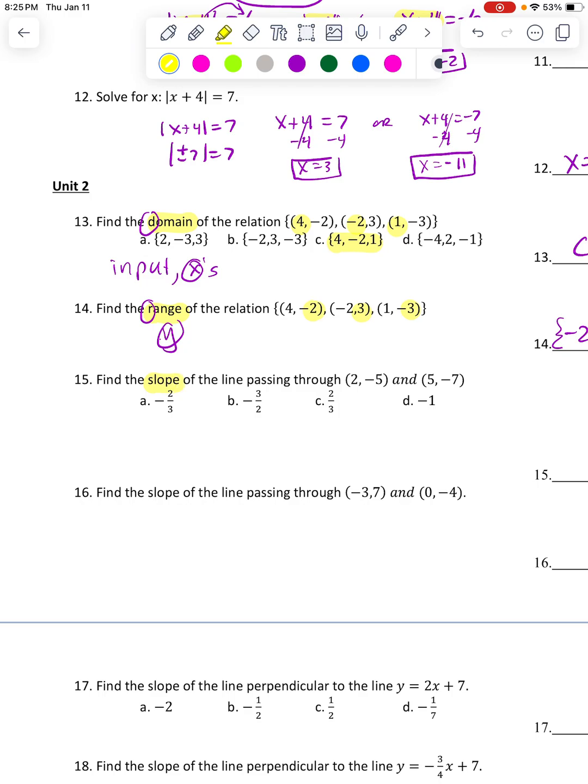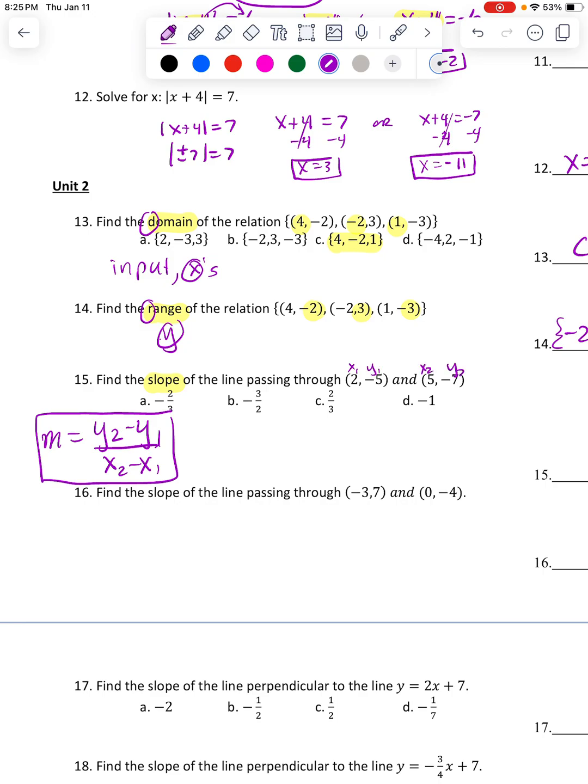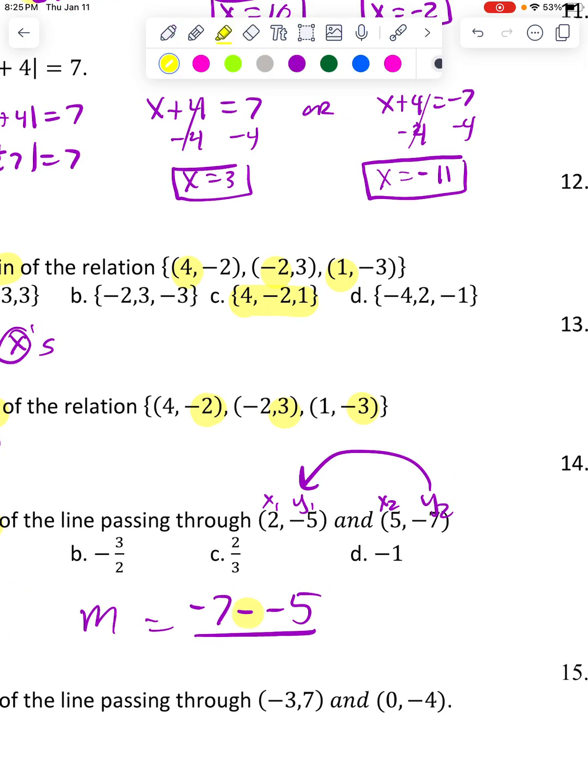Find the slope of the line. Okay, well, slope is going to be, if I have 2 points, y2 minus y1 over x2 minus x1. And that's a formula you need to know or have on your cheat sheet. So this is going to be the first x, first y, second x, second y. So my slope is going to be the second y minus the first. So this minus is a part of the formula. And then the reason that my 5 is negative is because that's what it was in the coordinate.